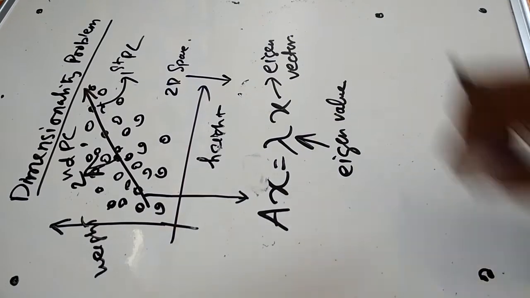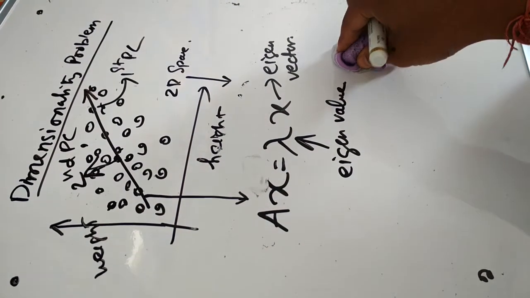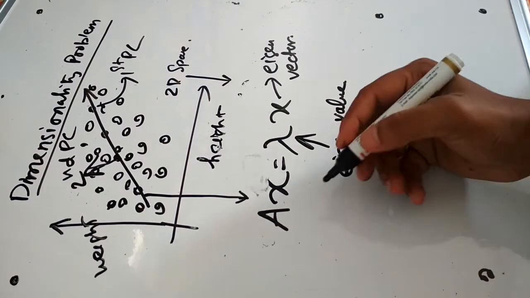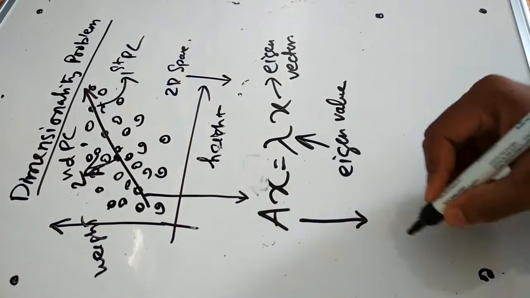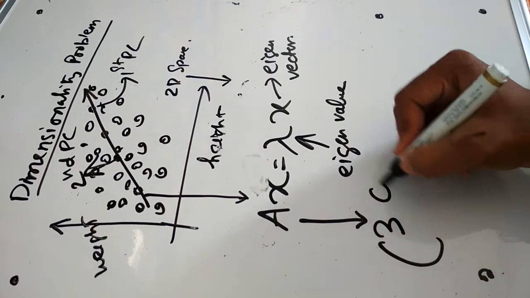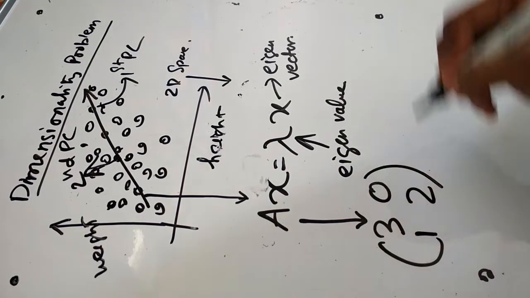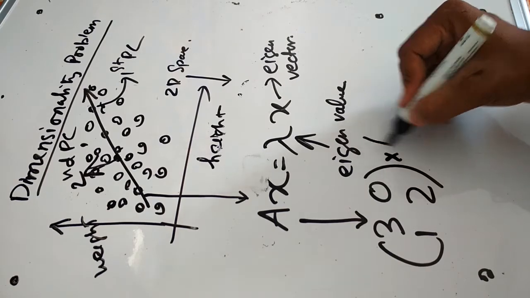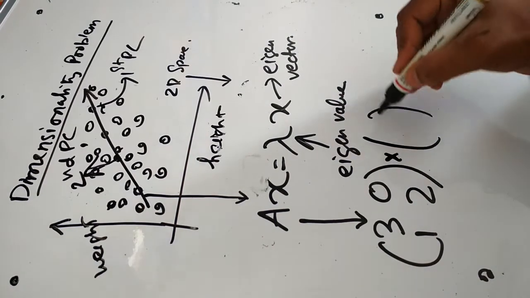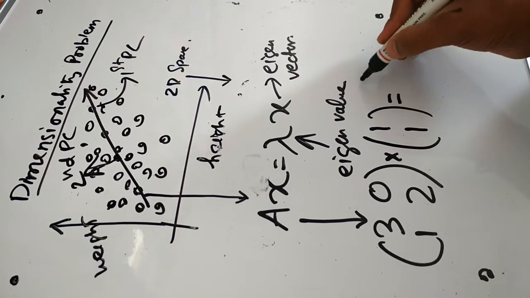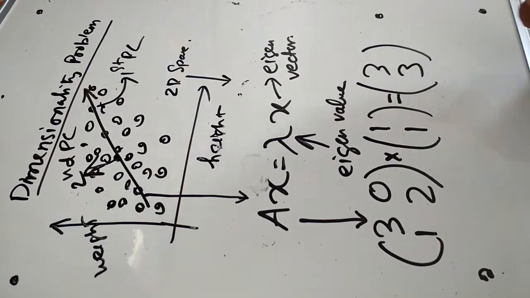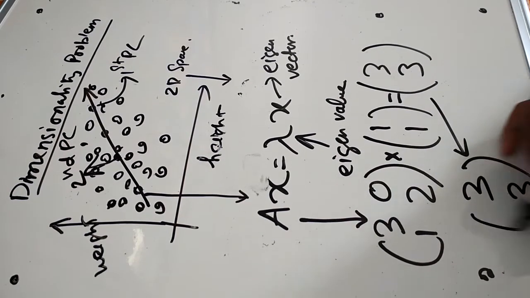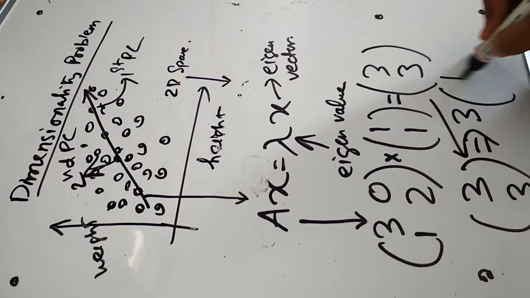Let's see an example of it. For example, the value of A is the matrix [3 0; 1 2]. We are multiplying this matrix with the vector (1, 1), and it will give the value (3, 3). We know that. Then how do we represent (3, 3)? (3, 3) can also be represented as 3 times (1, 1).